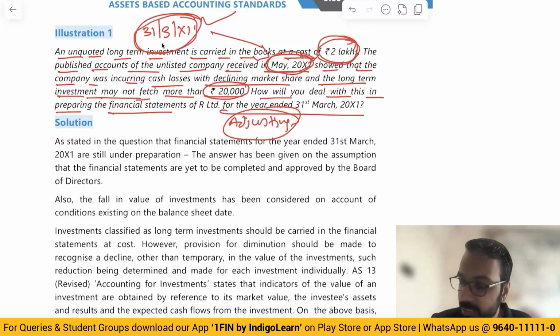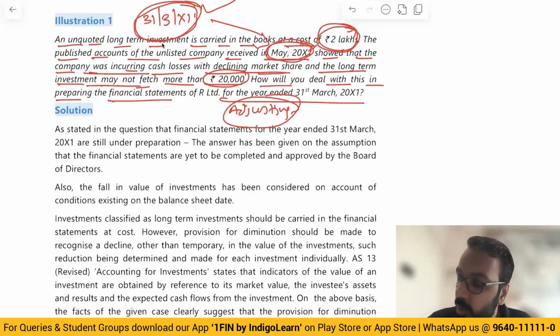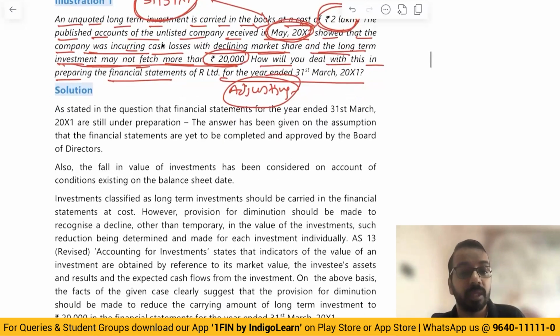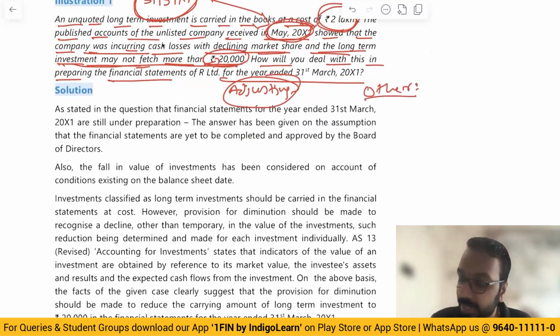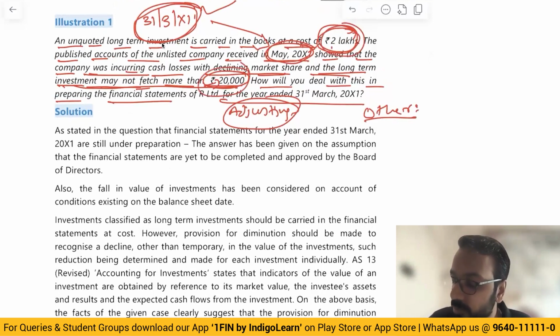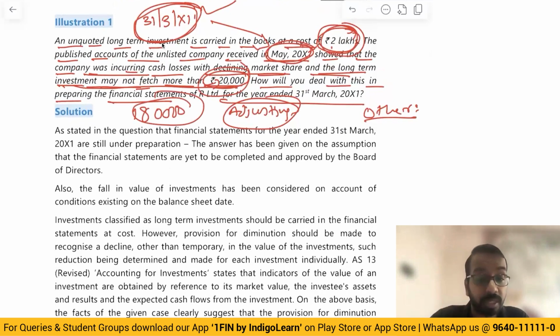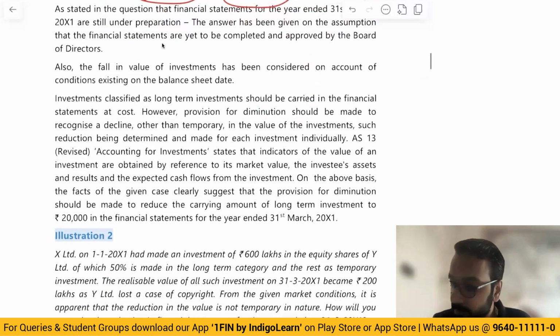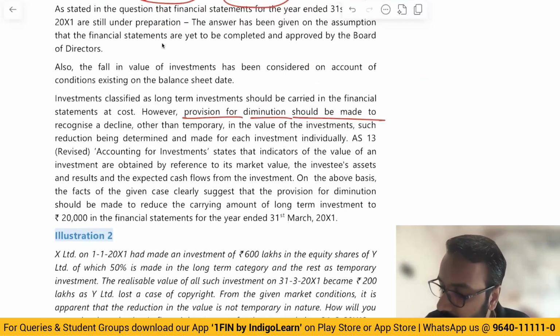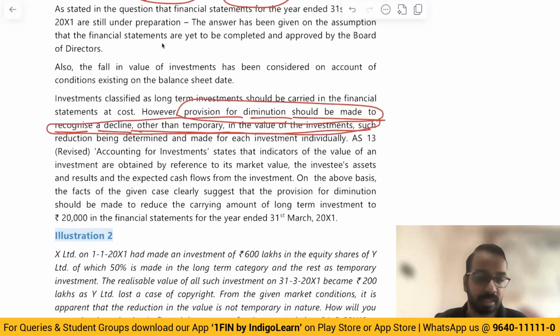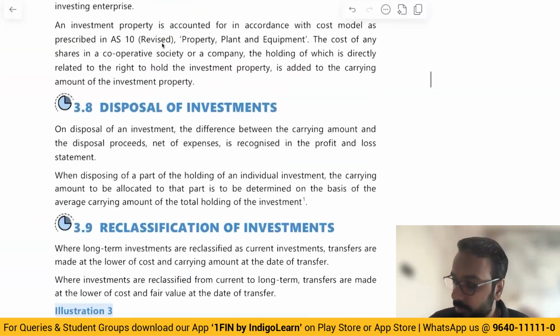Then, the second part that you need to understand is there is a cash loss, it is not doing well, and the long-term investment may not fetch more than 20,000. Now, if we assume that this decline in value is other than temporary, then we have to make a provision for diminution in value. 2 lakhs minus 20,000, 1,80,000 should be provided for. But if it is a temporary decline, then you will continue to show it at 2 lakhs. So that is why you have to give the answer. Provision for diminution should be made to recognize the decline other than temporary in the value of investment. This is very, very important. If you write the exact same terms, their answers are true. Okay, so that is how we will answer.